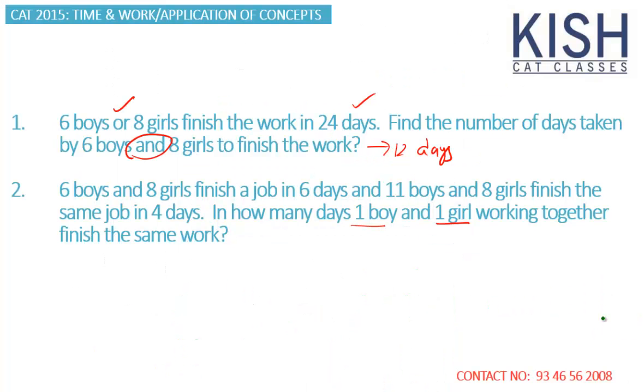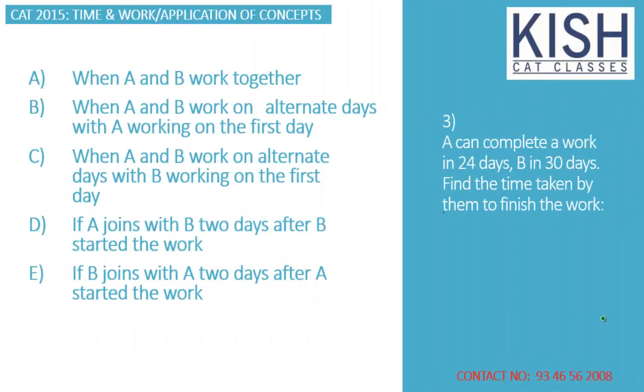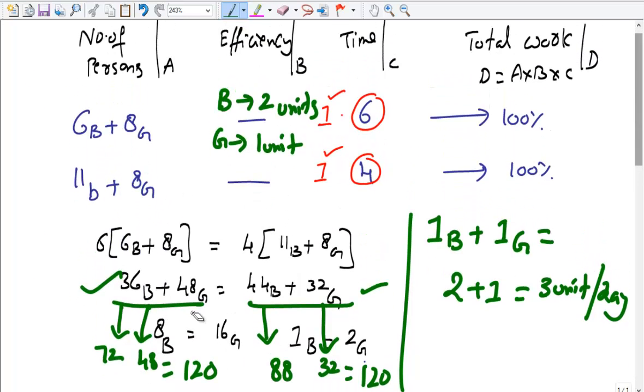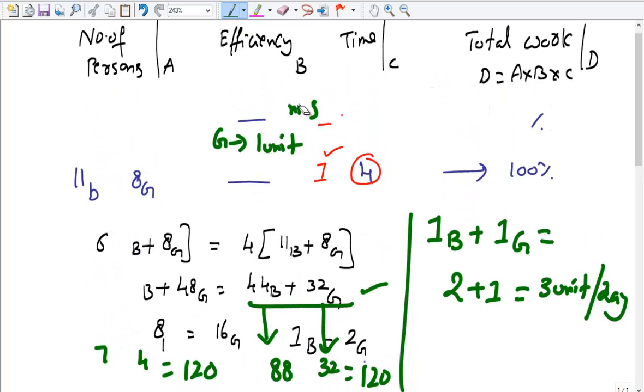Let's solve question number 3. Here I have given information, and based on the information I've asked 5 different questions. Now the information given is A can complete a work in 24 days, B in 30 days. Find the time taken by them to finish the work. Now A is an individual person, so the group size is 1. B is another individual person, and the number of B's are only 1, so it's just 2 persons. In such a case, we can write the frame here.